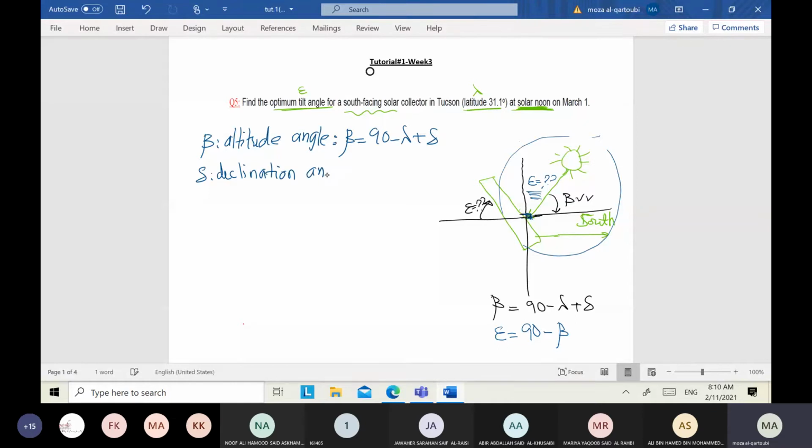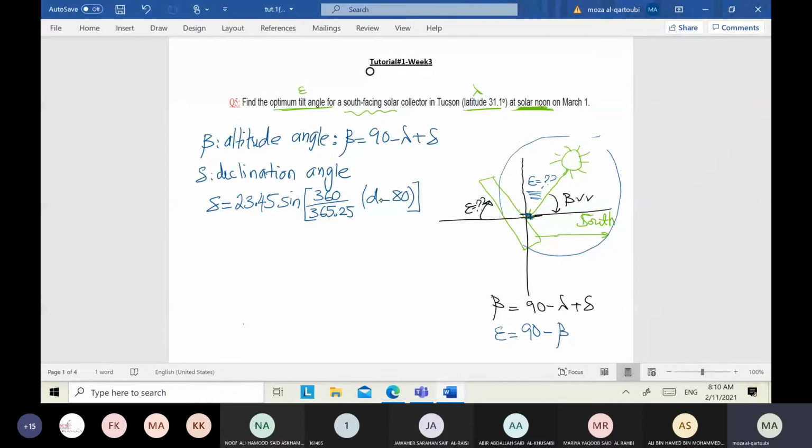Anyone remember the rule of declination angle? Declination angle equals 23.45 times sine of 360 over 365.25, times d minus 80. We saw this rule before, where d is the number of days. Some references give this value as d minus 81, approximately the same.